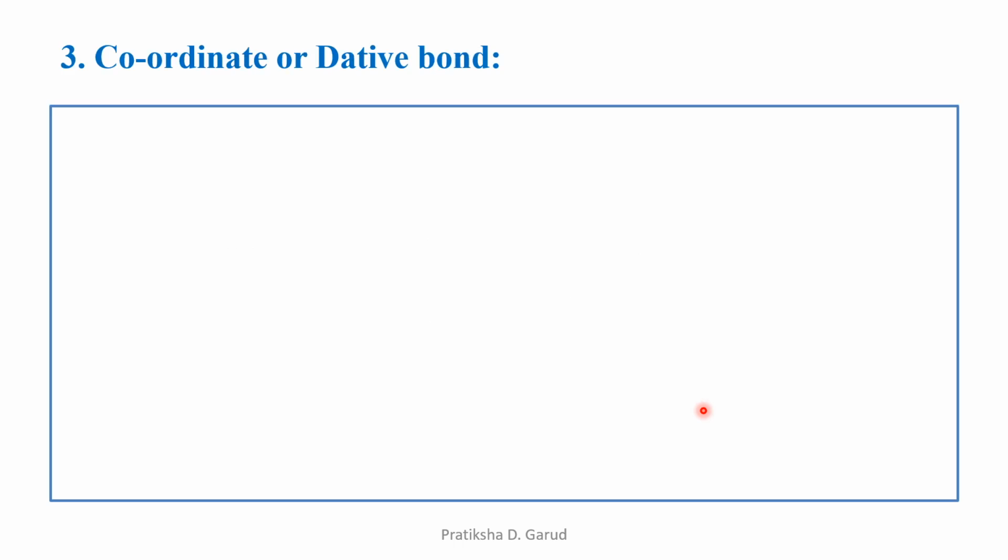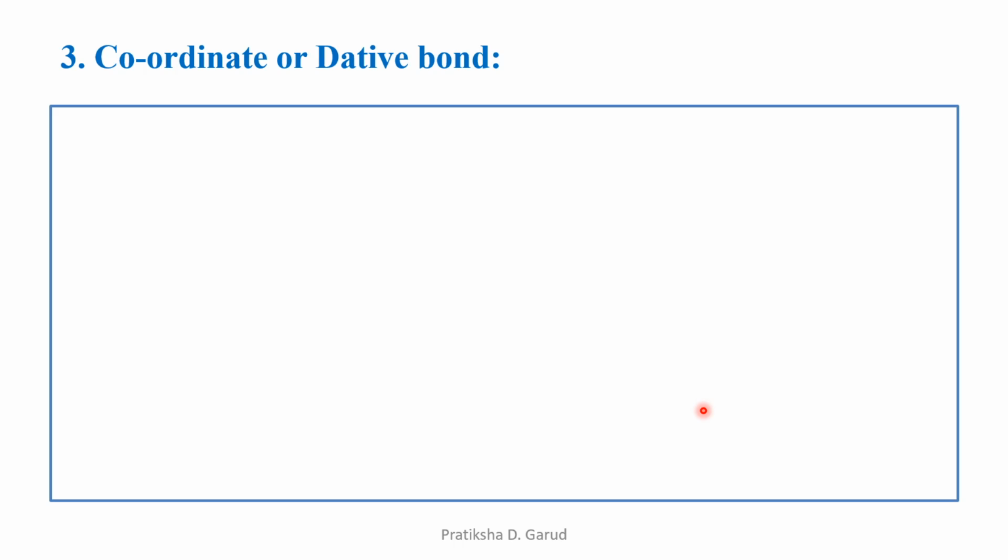Let's move to the next term, that is the coordinate or dative bond. Now what do you mean by a coordinate or dative bond? It is a particular type of bond. The bond is formed between two atoms, right? Which is formed due to the sharing of electrons by both the atoms, right?